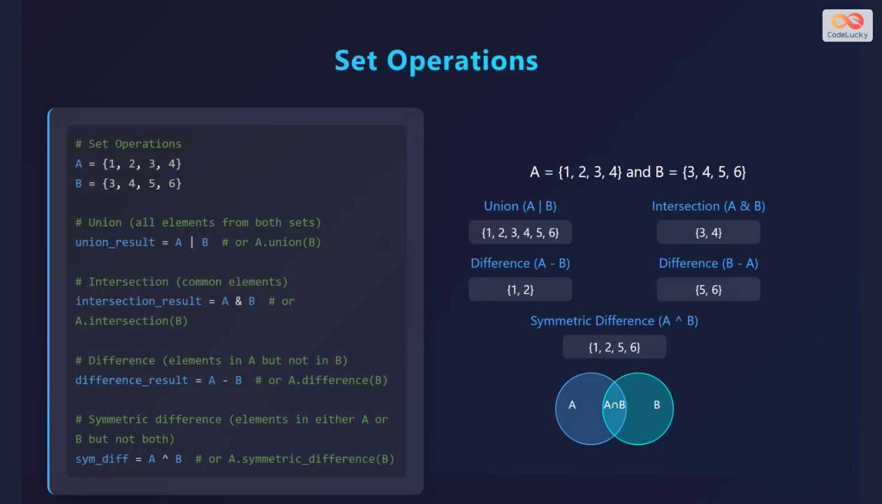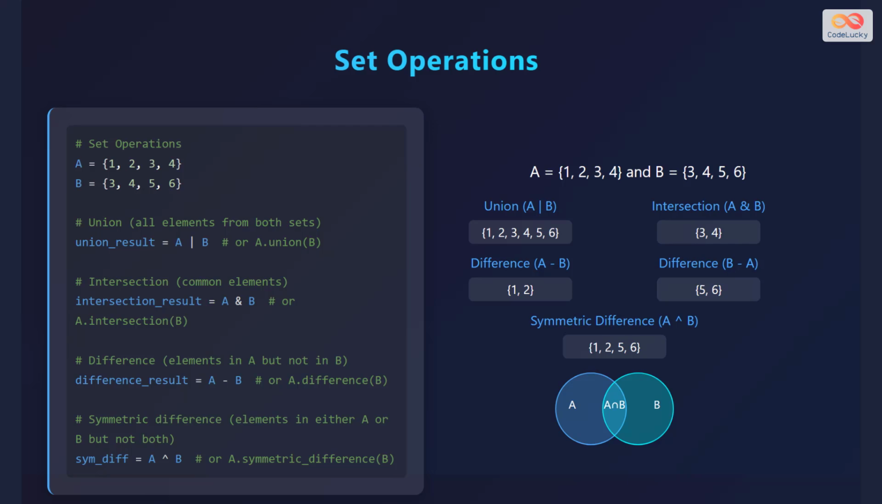Now let's explore some common set operations. Let's start with two sets, a = {1, 2, 3, 4}, and b = {3, 4, 5, 6}. The union operation combines all elements from both sets. You can perform a union using the pipe symbol like this. union_result = a | b, or by using the union method like this. a.union(b).